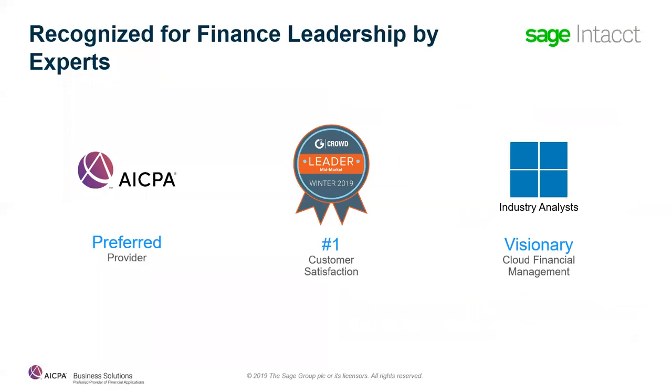And so in closing, why Sage Intacct? Well, we're the right partner to help in your success. We are the first and only preferred provider of the AICPA. We are the only vendor to have earned this endorsement. And we're also the undisputed leader in customer satisfaction, as evidenced by a rating of 90 out of 100 on G2 Crowd across 2,000 reviews. And we're the undisputed leader in innovation. We're recognized as a visionary by industry analysts.